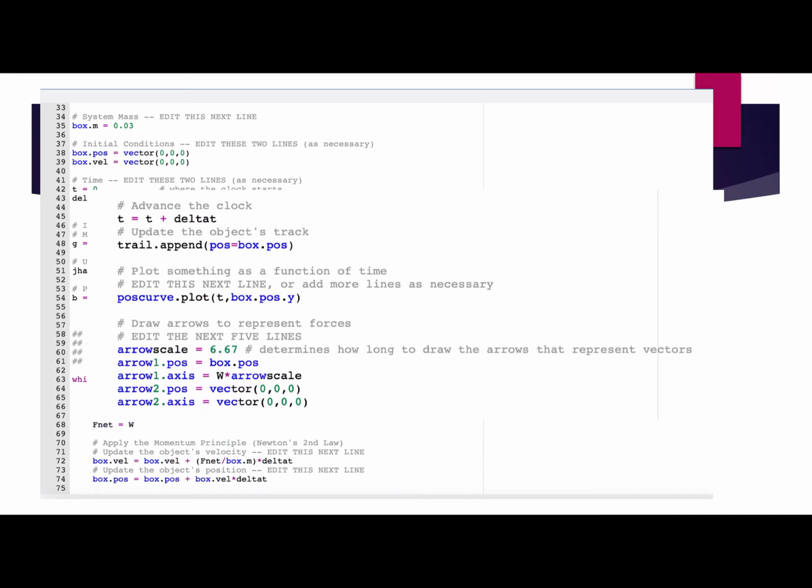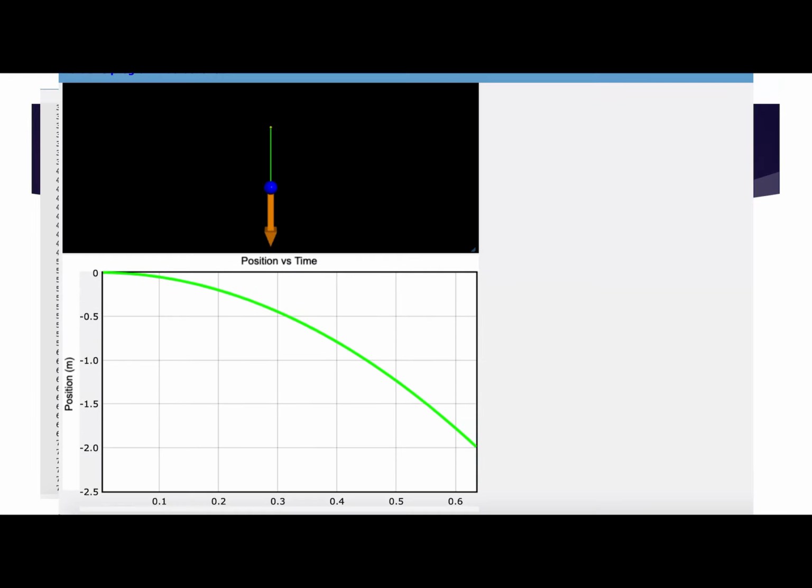I set the arrow scale to be 6.67, and arrow1.pos equals box.pos, and arrow1.axis equals the weight force times the arrow scale. And since this model doesn't include the drag force, I just didn't change anything about arrow2. And here are the graphs the code generated. The orange arrow represents the weight force, and the graph below is the position versus time graph.